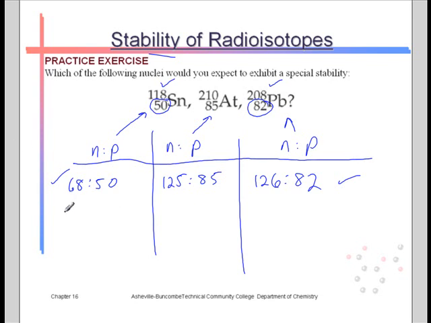That's about 1.36 to 1. This one's 1.47 to 1. And then that last one is a 1.54 to 1. Now, one thing I want to say is that the ratio here, it's useful. The next example is where it's probably more useful for us in terms of predicting the kind of decay pathway that's going to occur for a particular radioisotope. I'm not so worried about it here, but let's just use it anyway.